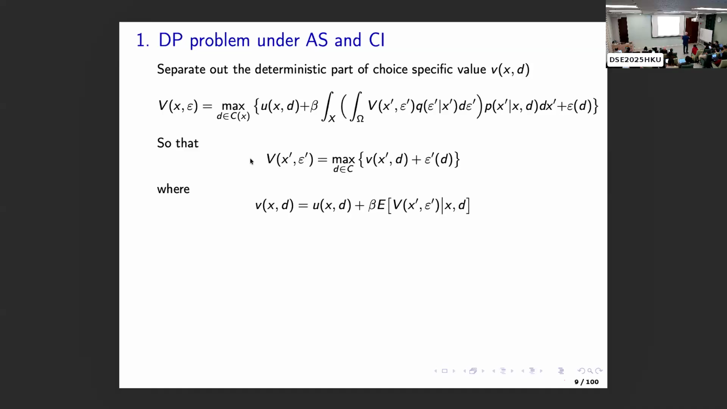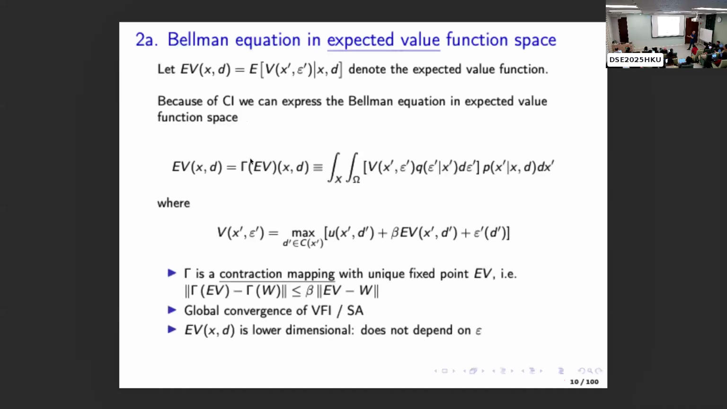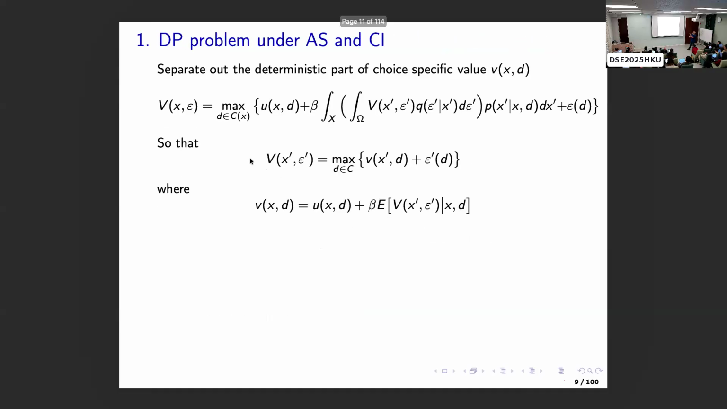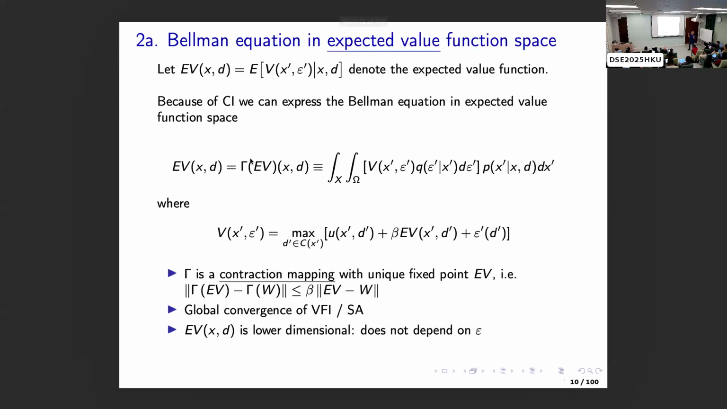So it just depends on the x's, the observed states, and the decisions. So we're going to call that the choice specific value. And then we just have this little epsilon added at the end. So then that means once we've done that, we can easily express the Bellman equation in a much reduced space.